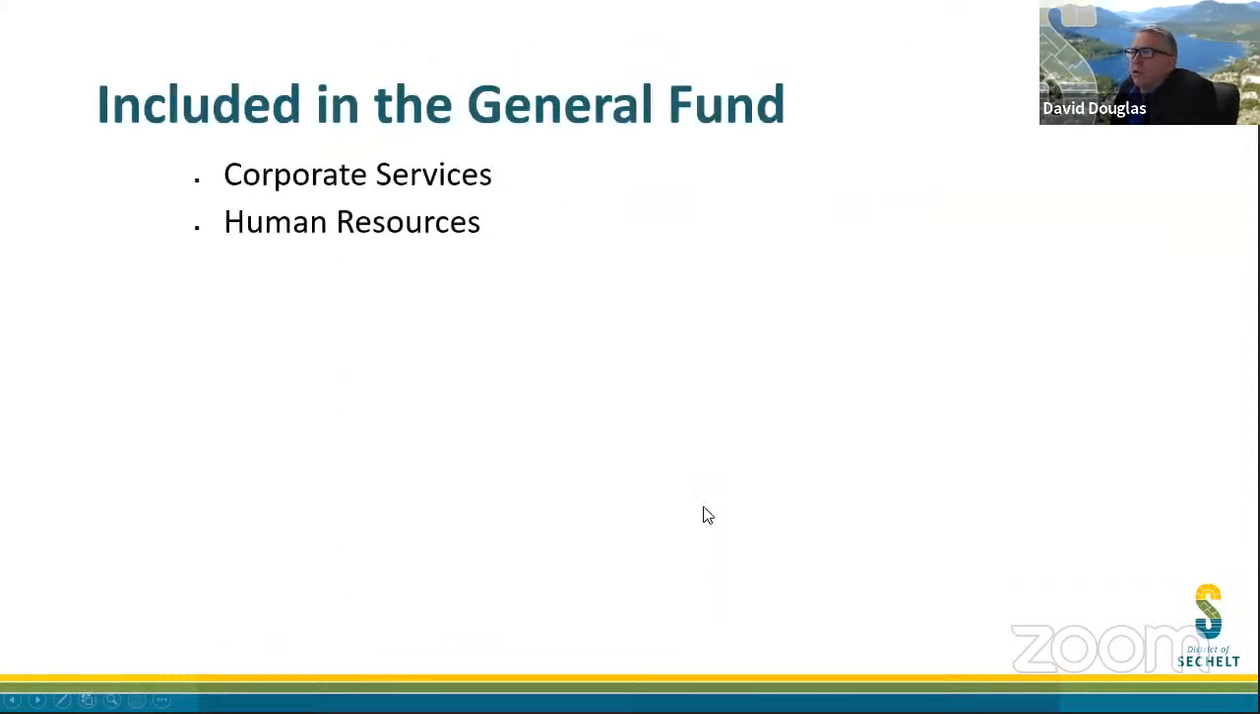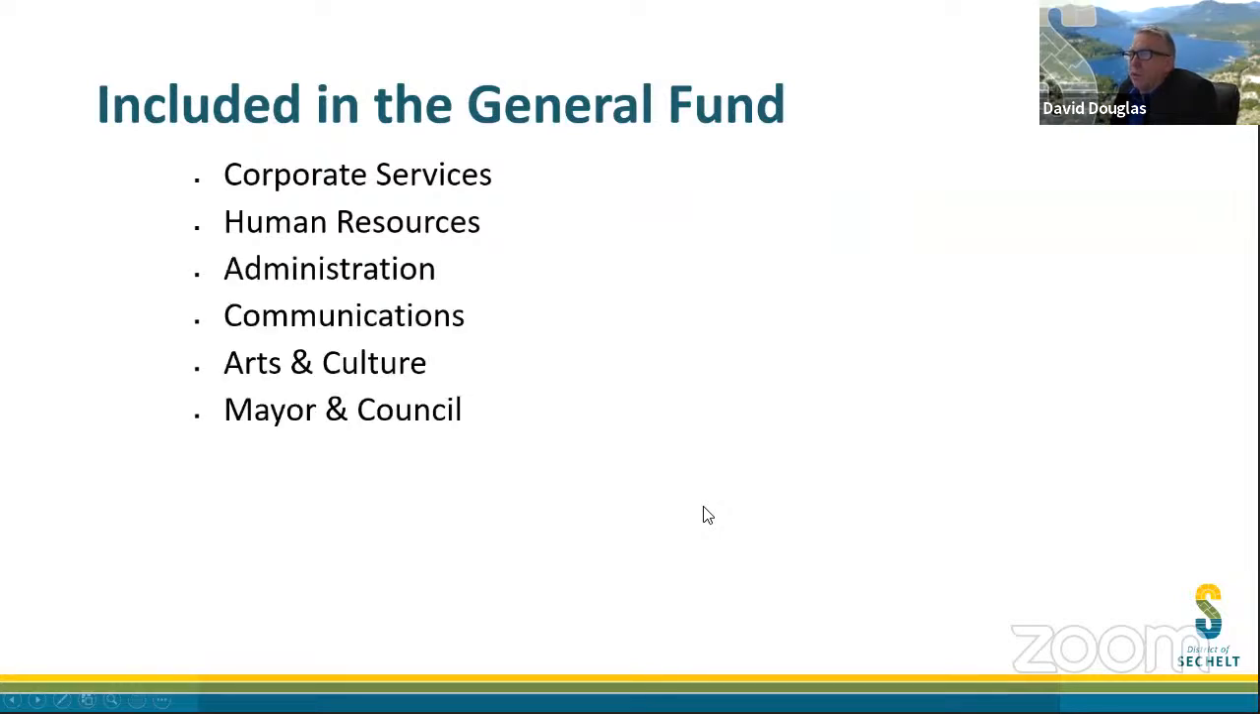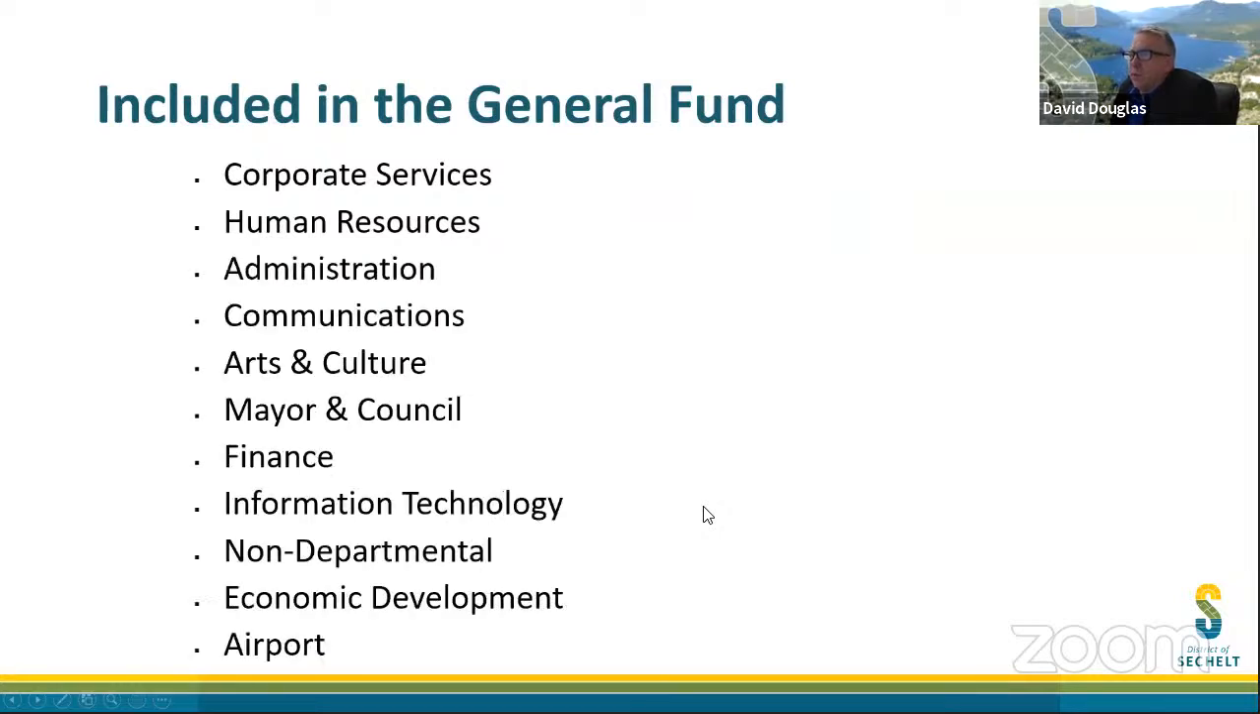So what's included here? These are the departments that we went over in the first meeting: corporate services, human resources, administration, arts and culture, mayor, council, finance, information technology, non-departmental, economic development, and airport.